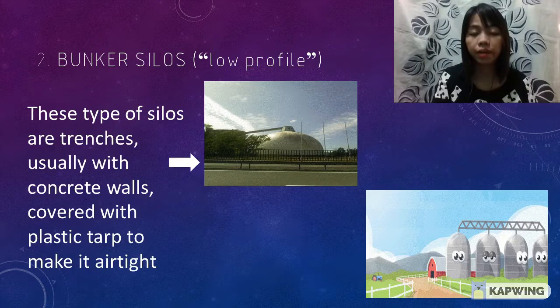To continue, we have the second type of silo, which is the bunker silos. This type of silo is a trench, usually with concrete walls, that is filled and packed with tractors and loaders. The filled trench is covered with plastic tarp to make it airtight, and it is built above ground. It is also more on automated systems for loading and unloading and better wind insulated.